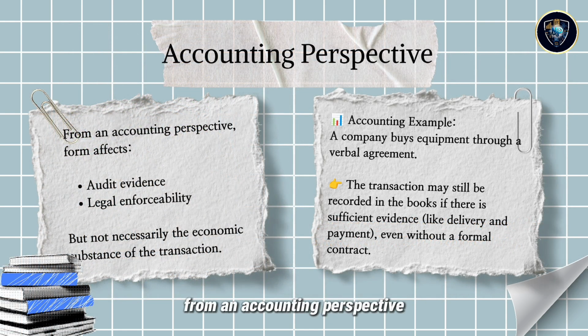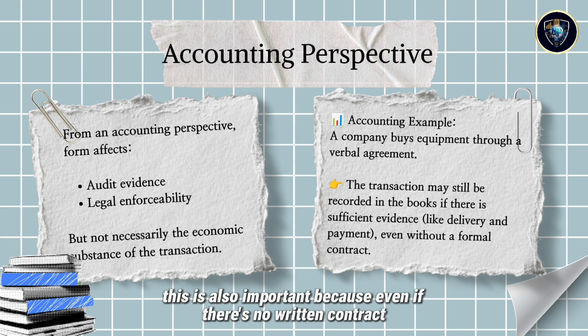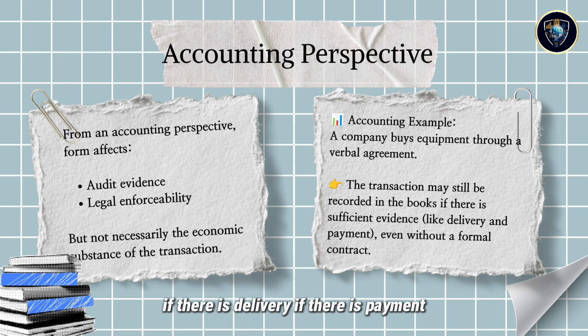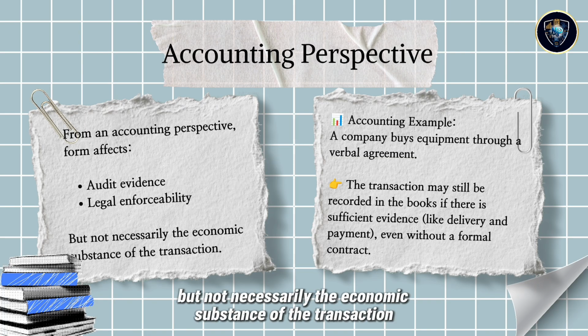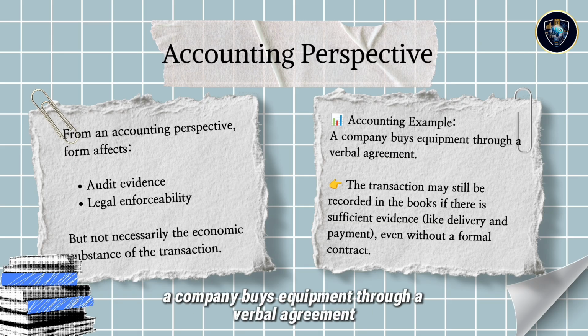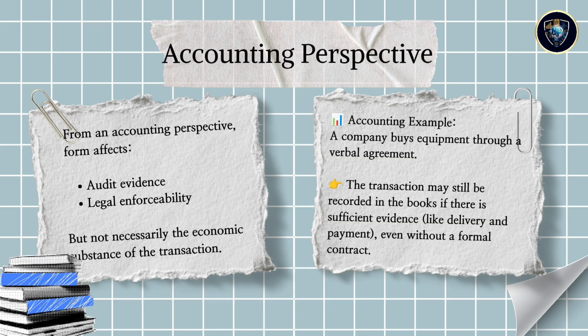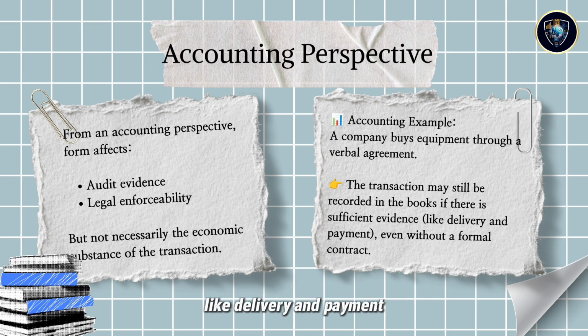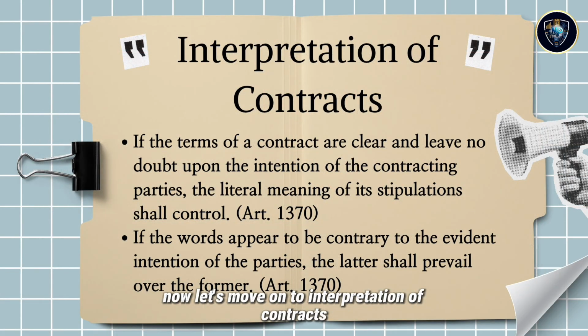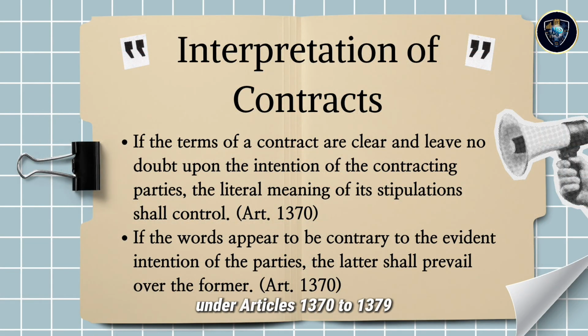From an accounting perspective, this is also important, because even if there's no written contract, if there is delivery, if there is payment, the transaction may still be recorded. Form only affects audit evidence and legal enforceability, but not necessarily the economic substance of the transaction. Let's give you an accounting example. A company buys equipment through a verbal agreement. The transaction may still be recorded in the books if there is sufficient evidence, like delivery and payment, even without a formal contract.